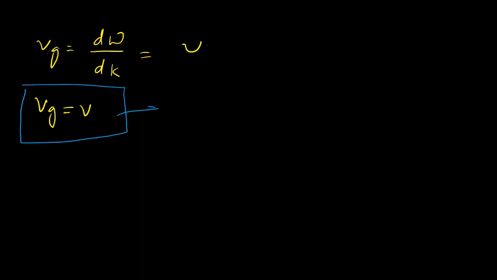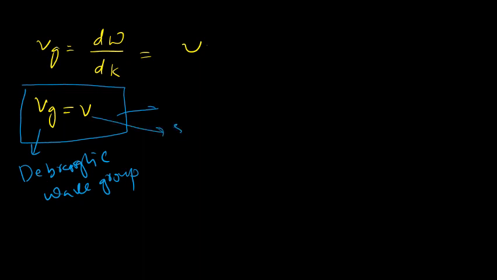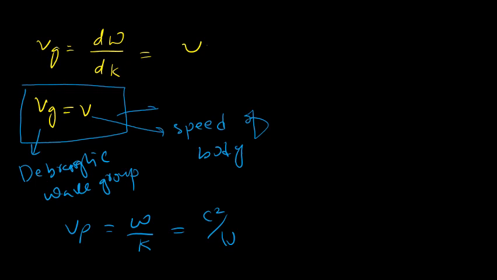This equation tells us that the de Broglie wave group, which is associated with the moving body, that is the material body, travels with the same speed as that of the body. So both have the same speed. But in our previous lecture we came across an equation in which we said that the de Broglie phase velocity, which is equal to omega over k, is equal to c squared divided by v.